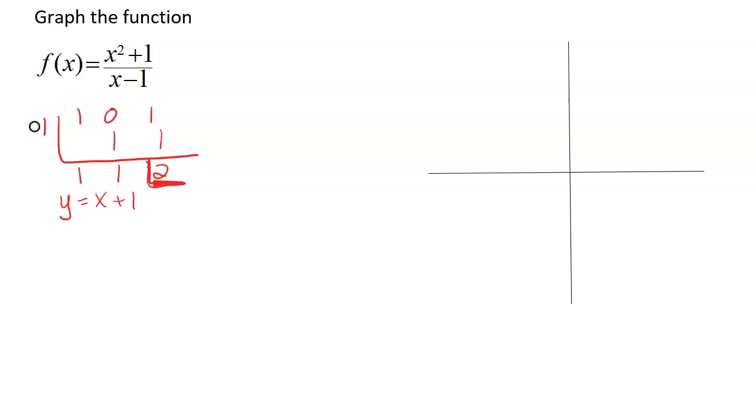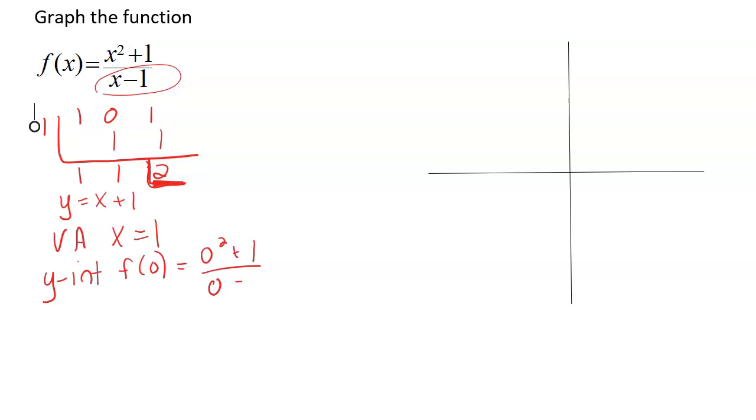So we also know that we're going to have a vertical asymptote at x equals 1, using the denominator here. We can also think about a y-intercept. You can plug in, evaluate your function for 0, and do some quick calculations there, and you're going to get -1. So we know we're going to have a y-intercept of -1.